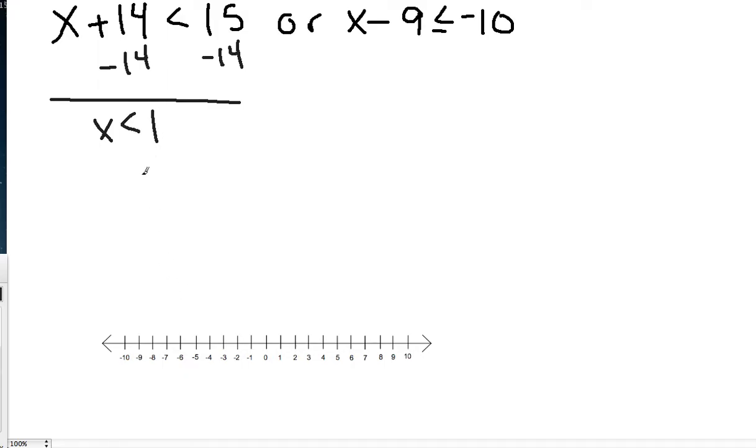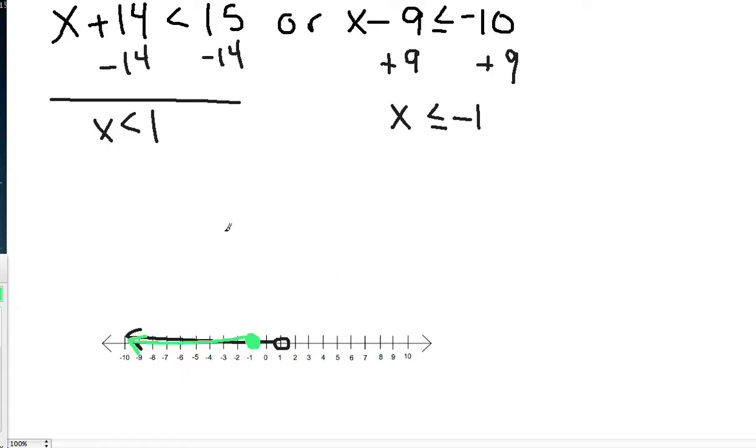All right, so if I want to graph that, I can. X is less than 1. All these here. Okay, and now this one here, to get x alone, I'm going to add 9. So I get x is less than or equal to negative 10 plus 9, which is negative 1. So I get x is less than or equal to negative 1. I'm going to do it in a different color. In a second, you'll see why. Okay, so we have x is less than or equal to negative 1.